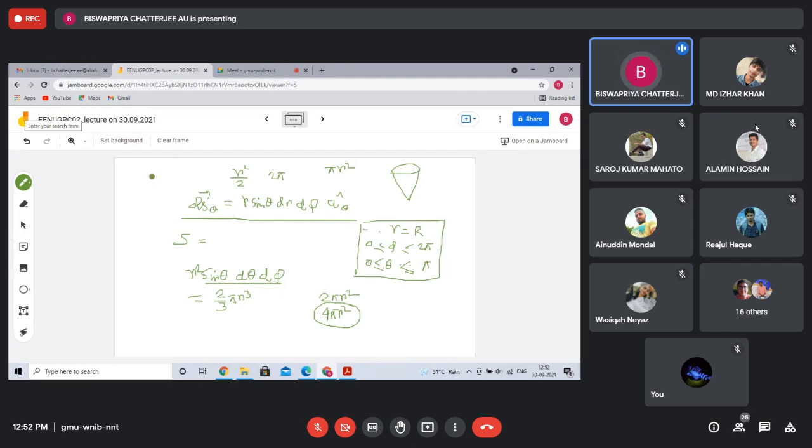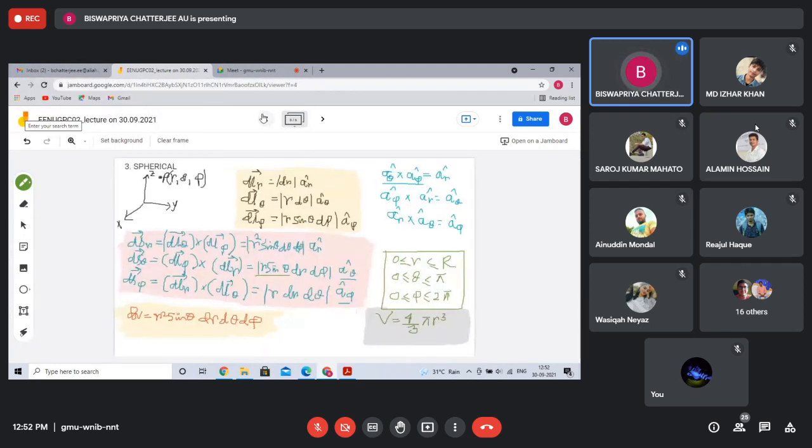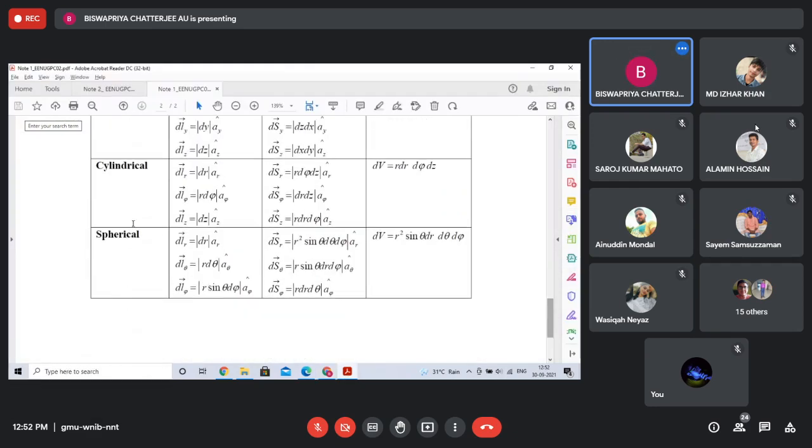So 2 pi r square means you have taken 0 to pi for theta. If you take the reverse part, it is the lateral surface area of the semisphere, the half sphere. If you consider the full sphere, it will come as 4 pi r square. So everything can be solved; every formula can be derived in this way. If you have any question, you can ask me. Otherwise, I can show you the formulas. You see, for the spherical, these are the formulas.